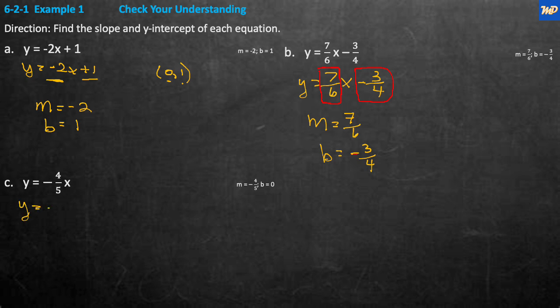Go on to your last one. Y is equal to negative 4/5 x plus what? Plus 0. There is no b. It's 0, so you don't have to really worry about it. It's not in the equation. They could have said plus 0, but they don't have to. It's understood at this point. So the m value is equal to negative 4/5. It's the coefficient of the x term. And the b value is equal to 0. Okay, if you got all those, good job.